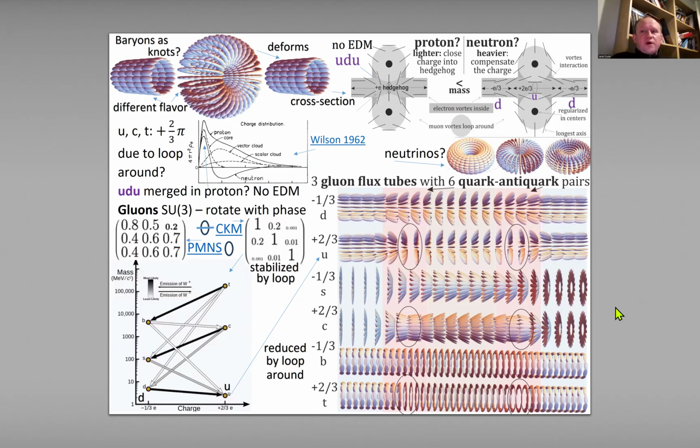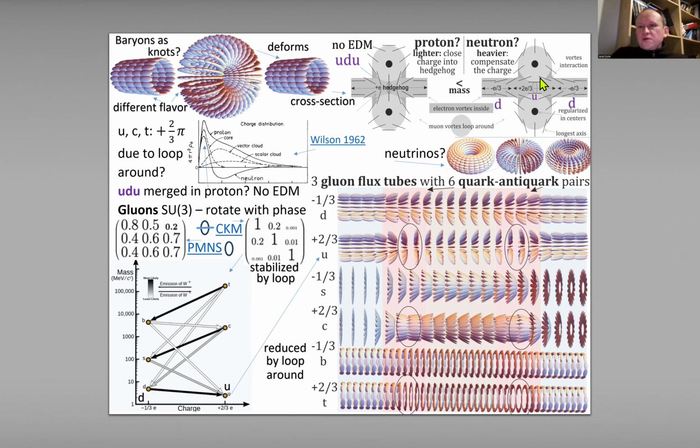Okay, so now let's think about the baryons. These topological vortices can also form a knot, like here. Here is one vortex and a second vortex around. Let's think about the cross section of such a configuration. We can see that the vortex around deforms the central vortex, and this deformation deforms toward the hedgehog. And the hedgehog for us is electric charge. So a proton can just enclose this hedgehog.